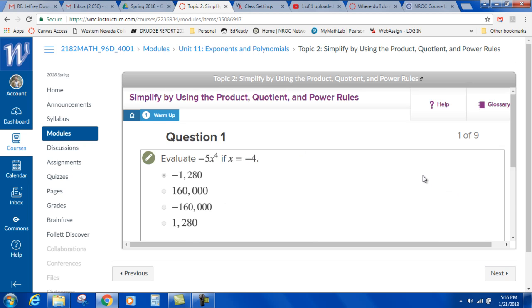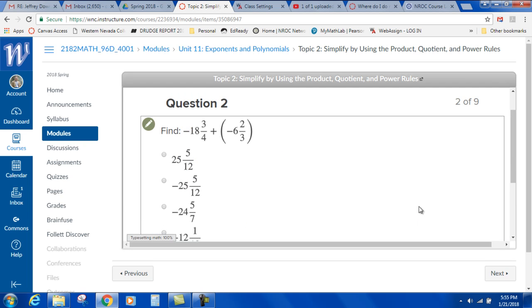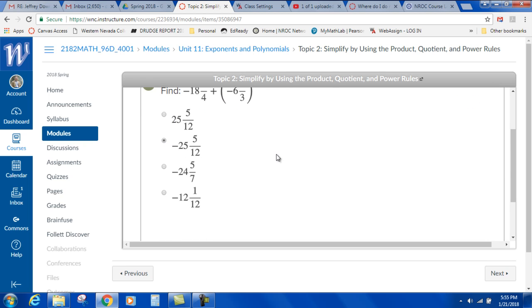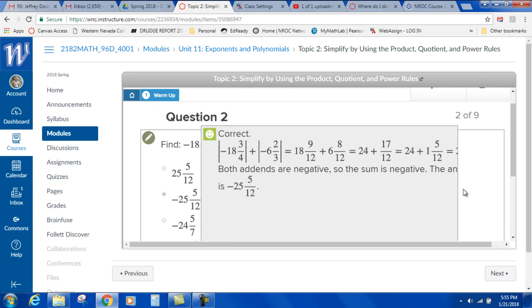Oh, there are 9 of these? No way. And then here's negative 5. Oh, I want the next one. Next. And then I want to add these fractions up. So negative and negative, it's still going to be negative. So that's like negative 24, but then we've got a little more coming on, 3/4 and 2/3. So I'm going to go right here, negative 25 and 5/12. Let's see. I got it correct. Yay. Okay.